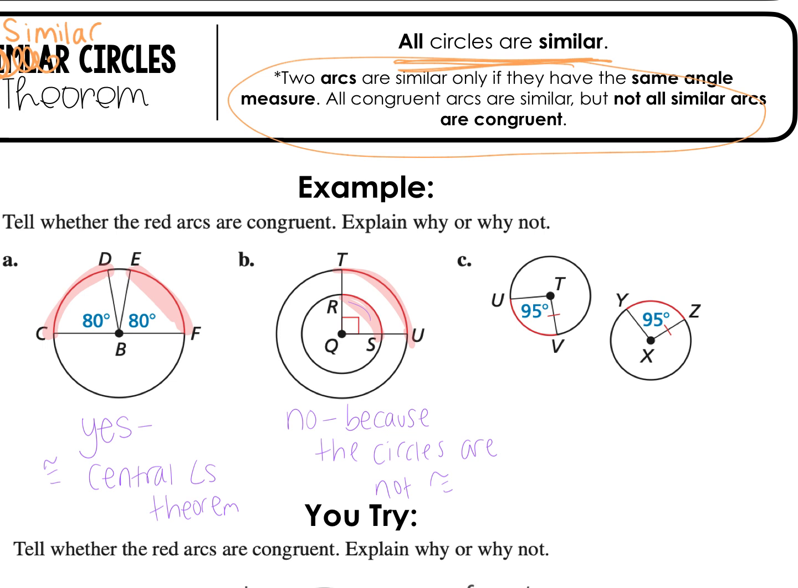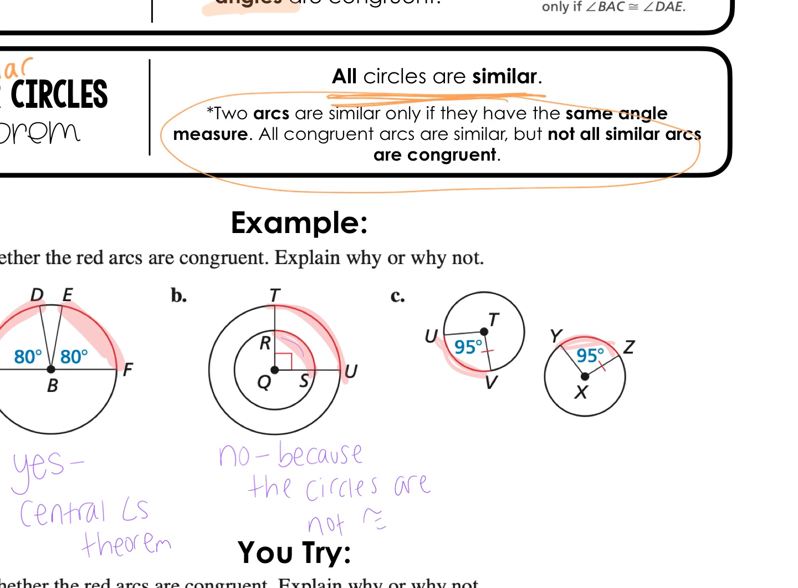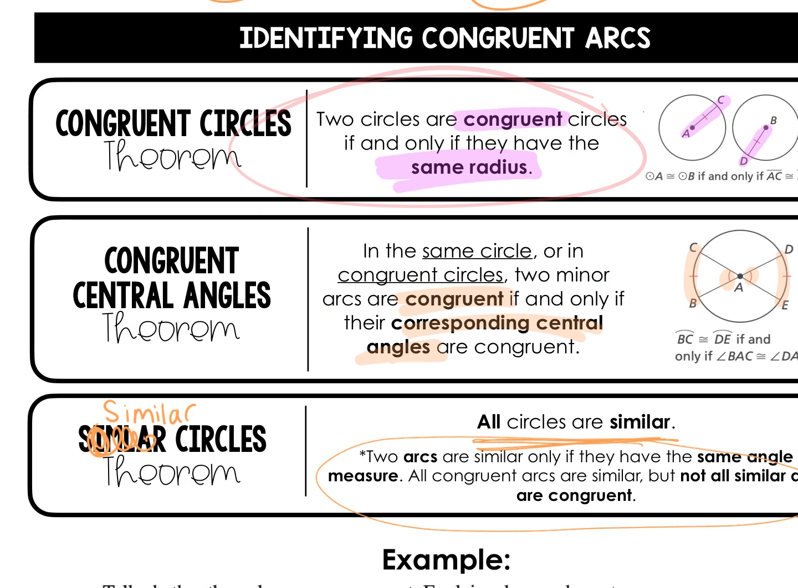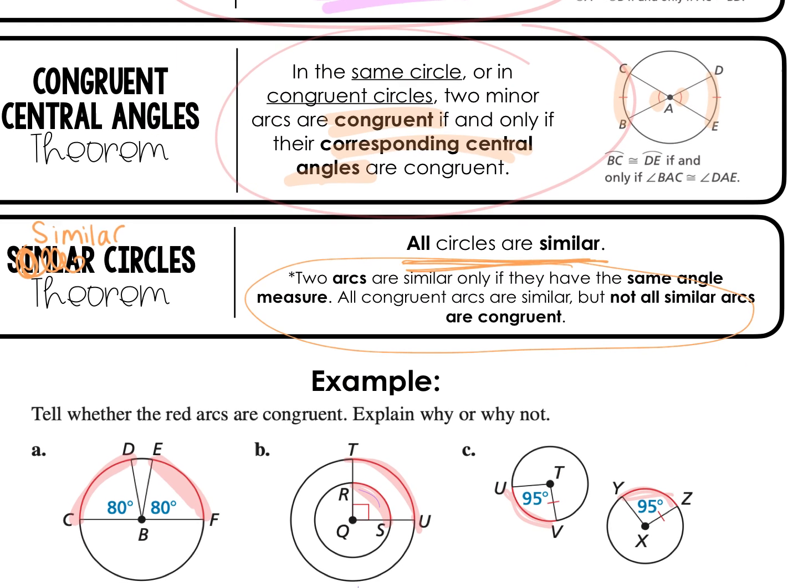So just highlighting the red arcs for you. We're talking about this arc and this arc. That would be yes, because these circles are congruent. They have the same radius. So this congruent circles theorem tells me the circles are congruent. And then this congruent central angles theorem tells you that the arcs would also be congruent.